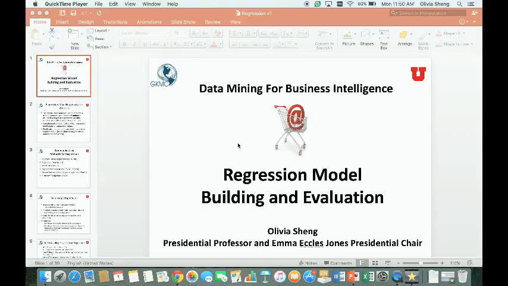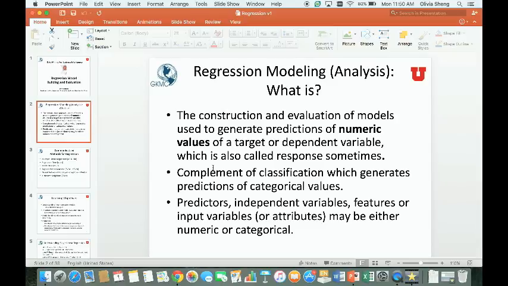In this video, I will introduce our second task, data mining task, regression model building and evaluation, or in general, it is called regression analysis. Before I talk about the topics or agenda, let me first quickly distinguish regression analysis from classification, which you already are very familiar with from the last 3 weeks or 2 weeks.